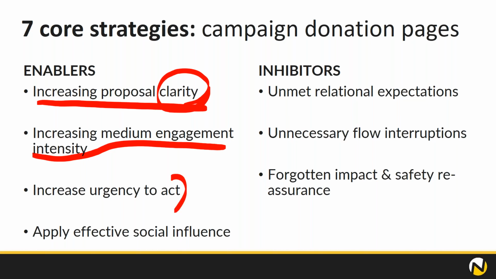Urgency to act. Social influence, unmet relational expectations. Treat them as if you have a good relationship, unless it's really a shallow relationship and they're really not giving that much. Flow interruptions, forgotten impact and safety reassurance. These are the keys.